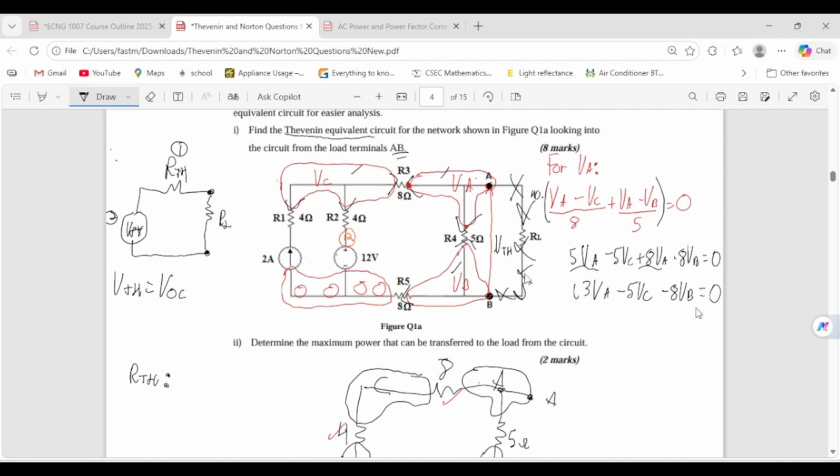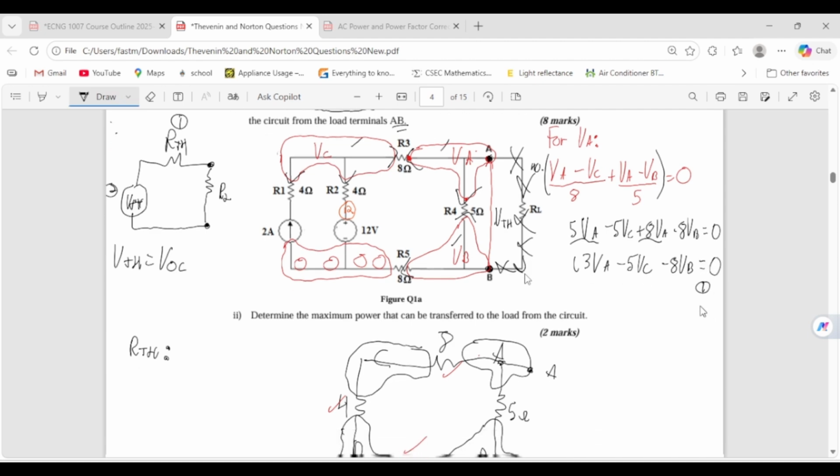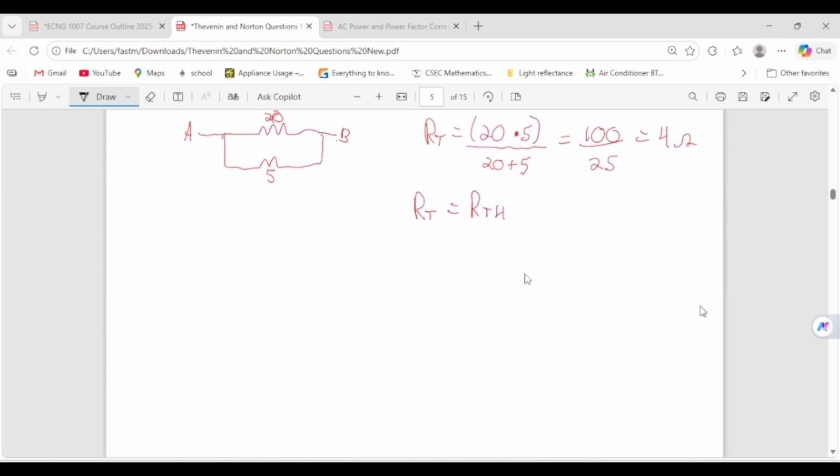Yeah, so we call this the first equation, right? So you just write that down at the bottom and then use the rest of the space. So we have 13 VA minus 8 VB minus 5 VC, and that is equal to 0. And that's the first equation.